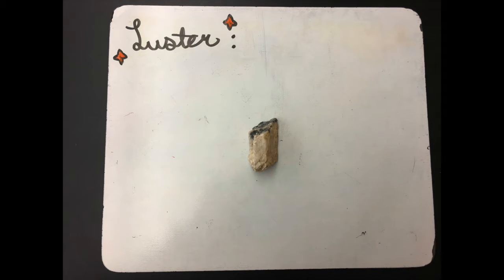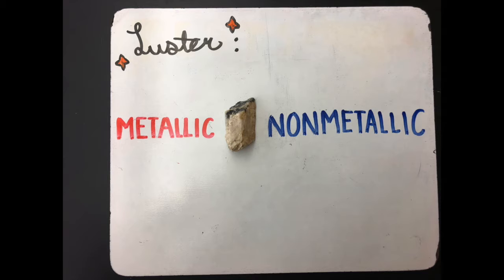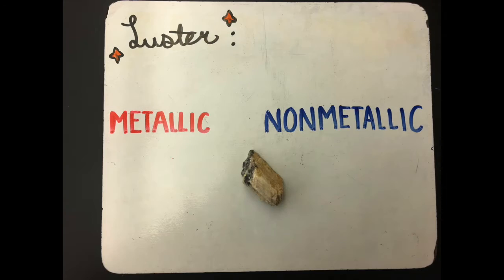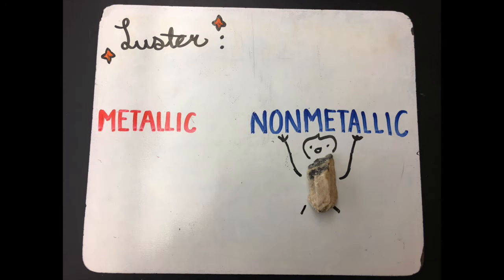Luster refers to how light is reflected from the surface of a mineral. There are two types of luster: metallic, which looks like a metal, and non-metallic, which does not. This mineral appears to be non-metallic.